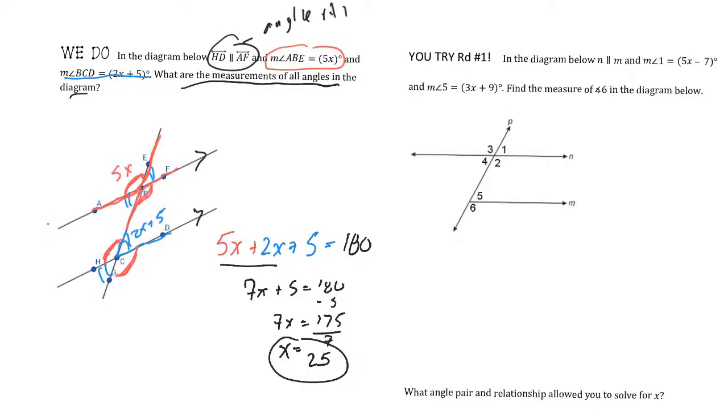So now I just got to substitute my x in. So I just set up my equation, solve for x, then I substitute. So 5 times 25 is 125. So my 5x is 125. 2 times 25 is 50 plus 5 is 55. So this angle is 55. So that means all my blue angles are 55. And all my red angles are 125.